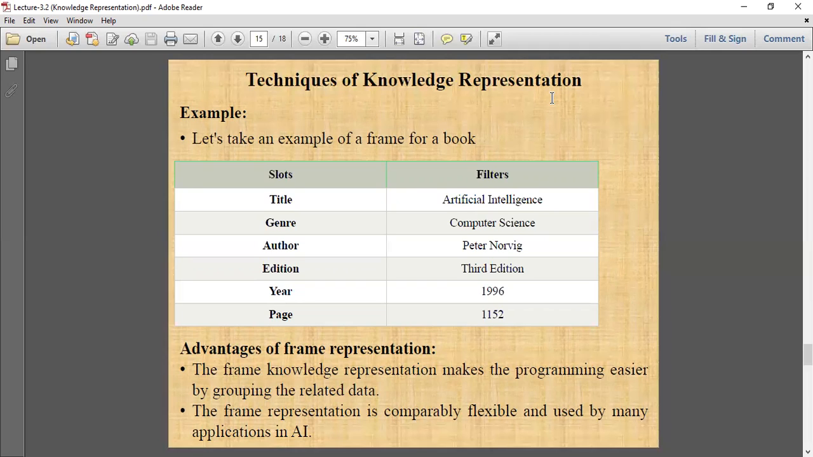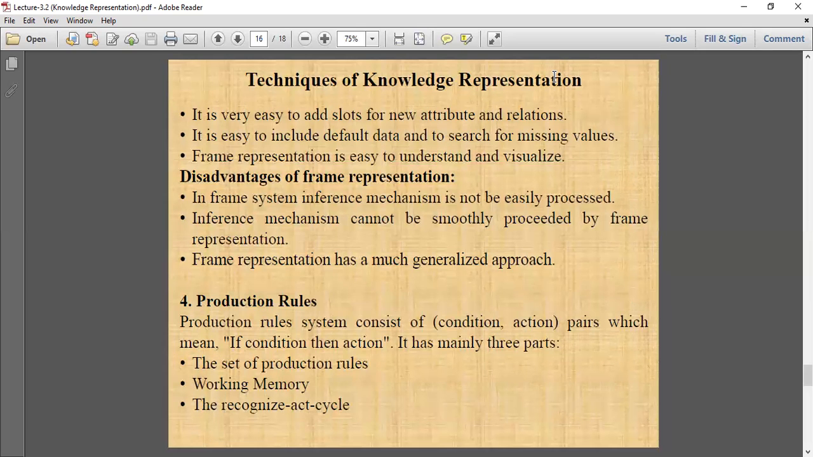The frame knowledge representation makes programming easier by grouping the related data. The frame representation is comparable, flexible, and used by many applications in AI. It is very easy to add slots for new attributes and relations. It is easy to include default data and to search for missing values. Frame representation is easy to understand and visualize.